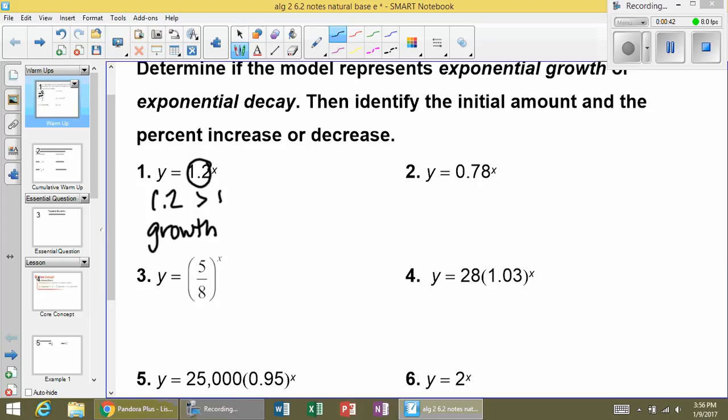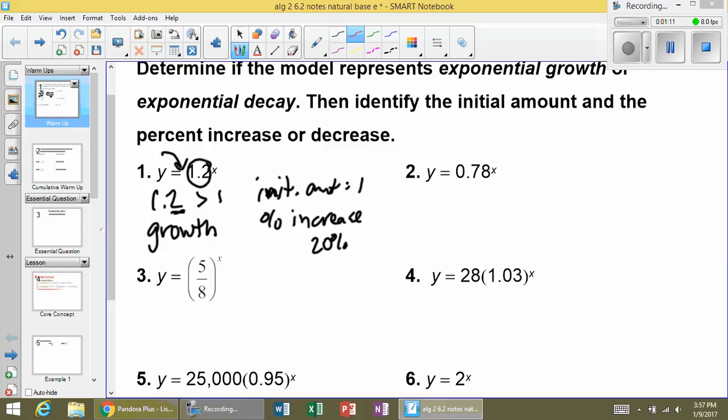And the initial amount is what's in front of the base. So the initial amount in this case is going to be 1 because there isn't a number there. And the percent increase is going to be 20% because it is 0.2 more than 1, so it gives us 20%.